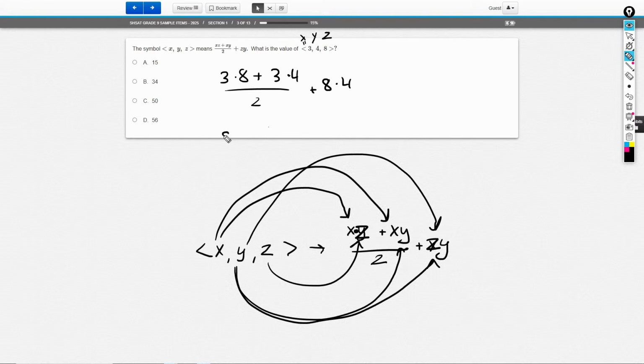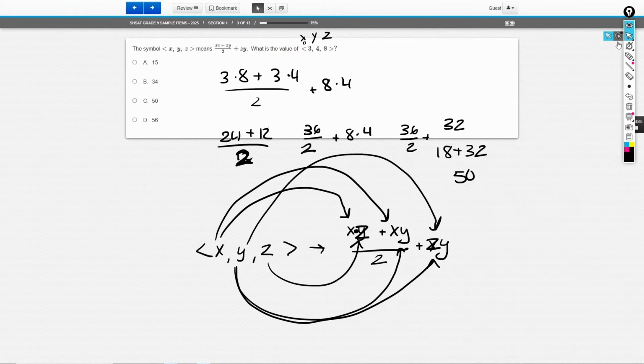So 8 times 3 is 24, 3 times 4 is 12. So 24 plus 12 is 36. Divided by 2, plus 8 times 4. 8 times 4 is 32. So here we have 36 over 2 plus 32. 36 over 2 is 18. 18 plus 32 is going to be what? That's going to be 50, right? So the correct answer here has to be 50.